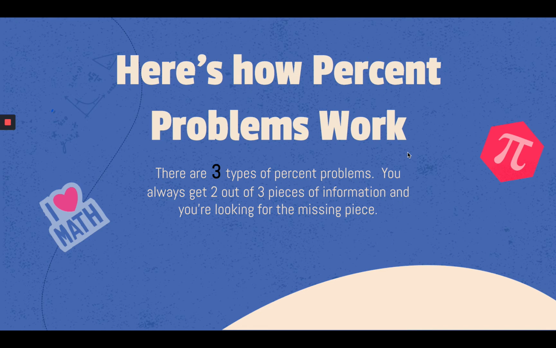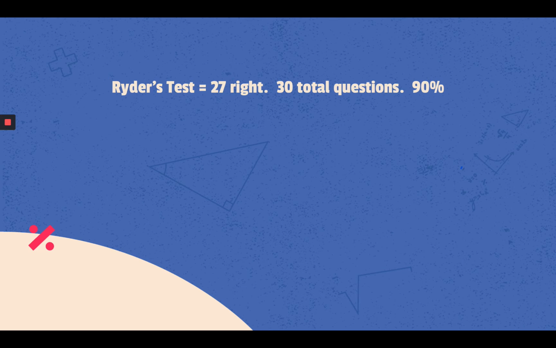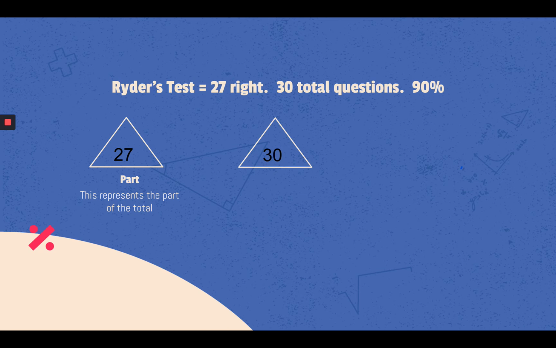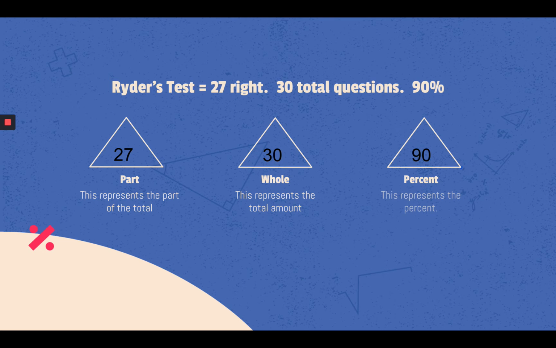All right, again, there's 3 types of percent problems. You always get 2 out of 3 pieces of information, and you're looking for the missing piece. So this example I keep coming back to is Ryder's test. He got 27 questions right. That's the part. There was 30 total questions. That's the whole amount. His score was 90, which is the percent. You always get 2 out of 3 of these, and you've got to find first what you're looking for, part, whole, or percent, and then you got to solve.